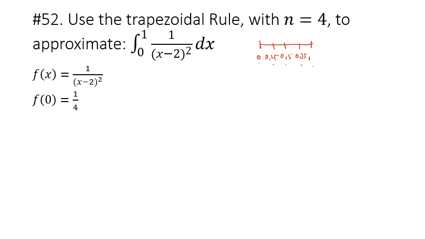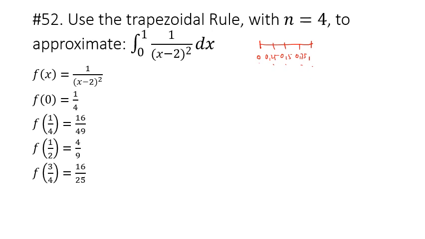f of 0 is 1 over 4. And you plug in f of 1 over 4, because 0.25 is 1 over 4, then it's 16 over 49. f of 1 half, 0.5, is 4 over 9. And f of 3 over 4, 0.75, is 16 over 25. f of 1 is 1.